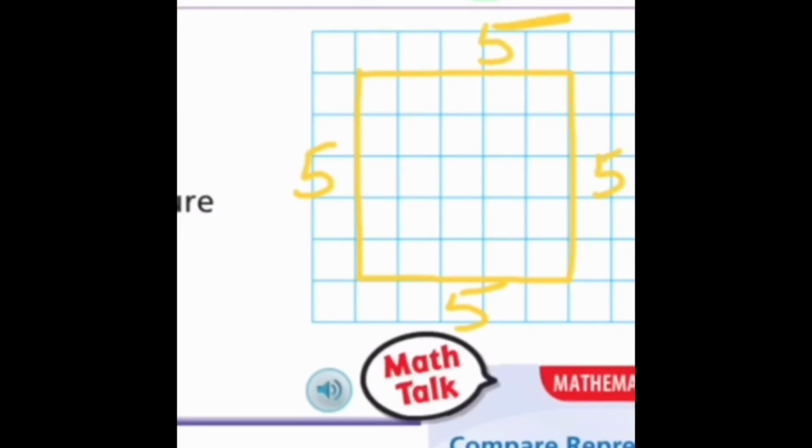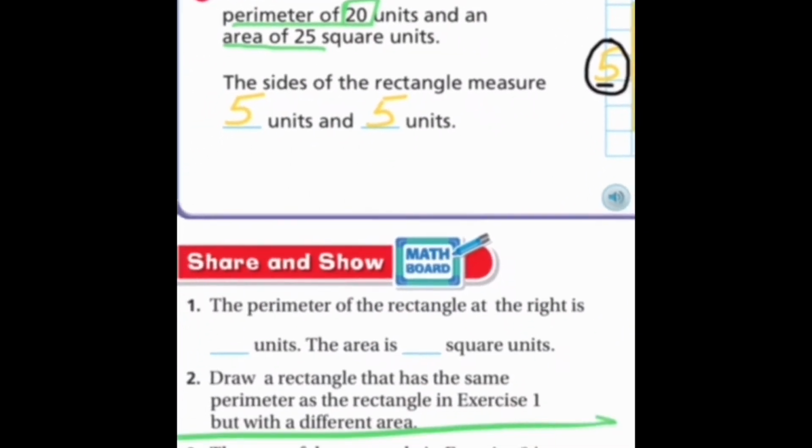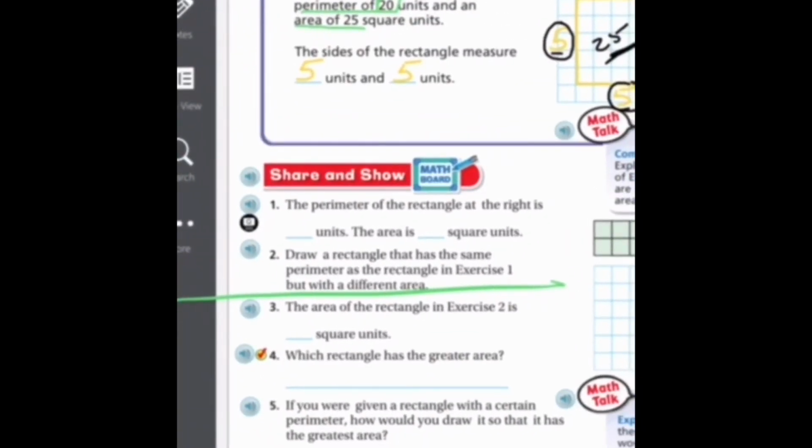Again, my perimeter, I add up all the side lengths. 5 plus 5 is 10, plus 10 more, that equals 20. And to find my area, multiply 5 times 5, and we have 25 square units inside this square. Okay, share and show. Let me erase that big line I made.